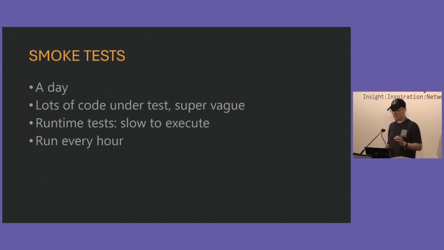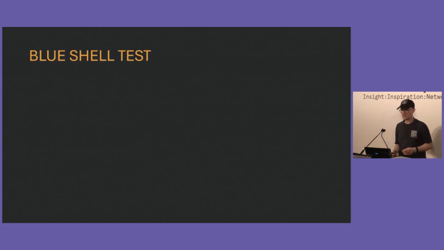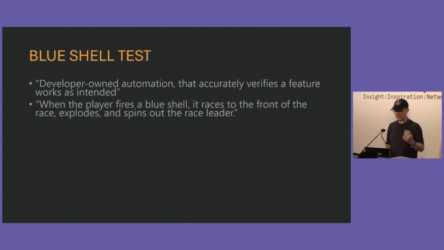Before we get to the next bit, a little diversion. I want to talk about tests that you shouldn't write. I've talked a lot about tests that you should write. I'm going to talk about some you shouldn't write. So if we think back to our definition of a test, which is a developer-owned automation that accurately verifies a feature works as intended, let's consider this test.